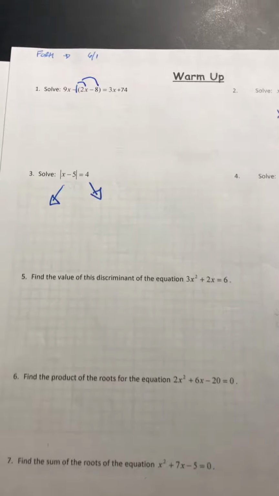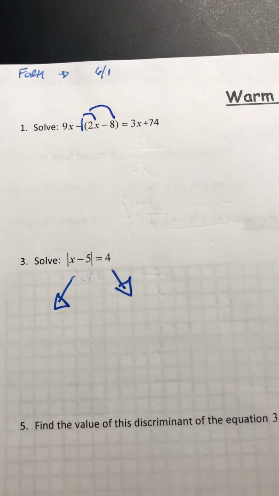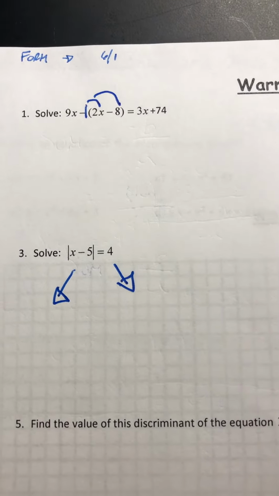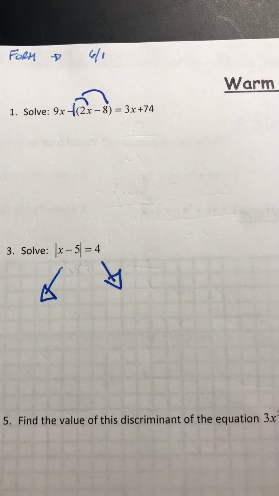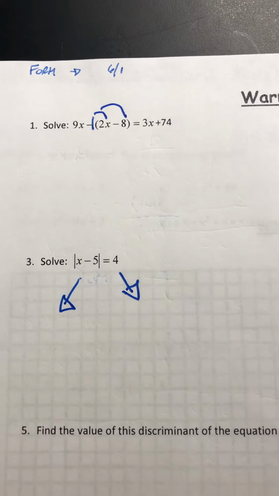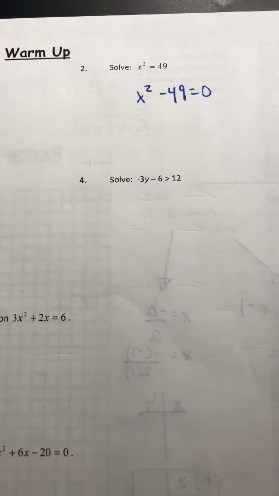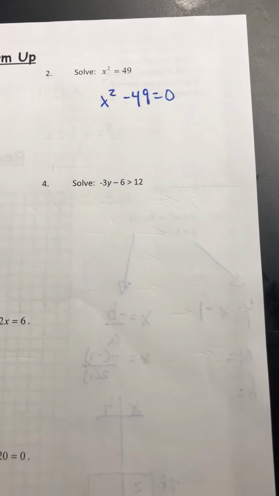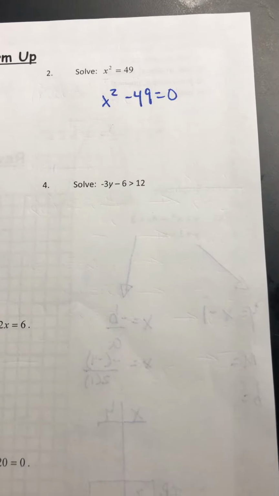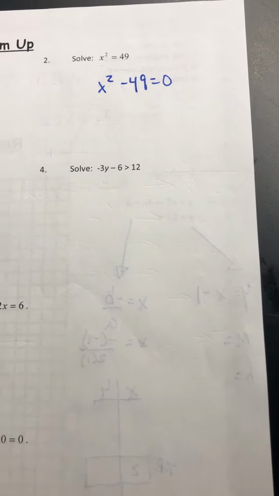For number one, you're going to be solving. So you're going to distribute that negative first, combining like terms on the same side, then combine like terms on opposite sides by using the opposite operation, and then solving. For number two, you're going to set this equal to 0, and you're going to factor this by difference of perfect squares. You'll get two solutions.